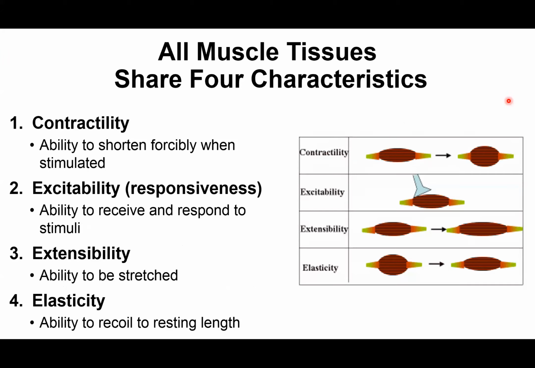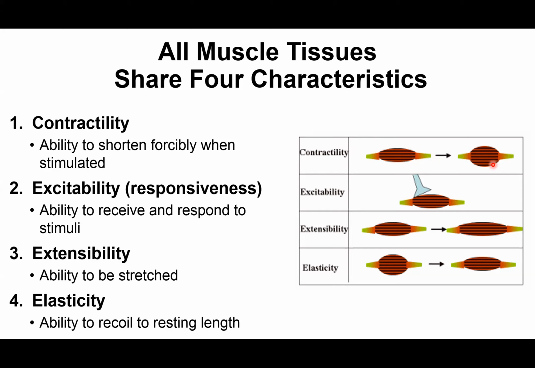So in terms of muscle in general, all muscle tissues have 4 characteristics. So when I say all muscle tissue, I mean skeletal, cardiac, and smooth muscle. They all share these 4 characteristics that I'm about to talk about. So first and foremost is contractility. And contractility just means the ability of a muscle to shorten whenever it's stimulated. So here we have a relaxed muscle, and when we are in the contracted phase, so when the muscle gets stimulated, it shortens.